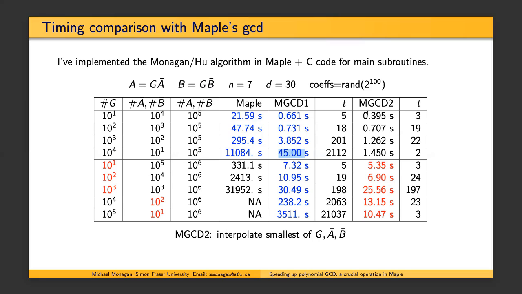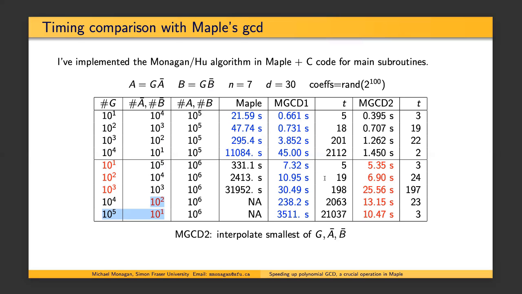The timings in column N GCD are for the following improvement. Instead of just interpolating G, we are going to try to interpolate the smaller of G and the cofactors. So here, G has got 10 terms. Here, the cofactor's got 100,000 terms. So our algorithm will stop when it finds G. It'll try to interpolate both G and the 2 cofactors, but it'll stop here because G is smaller. Down here at the bottom, it's going to interpolate one of the cofactors, A bar or B bar, and it'll find that instead.